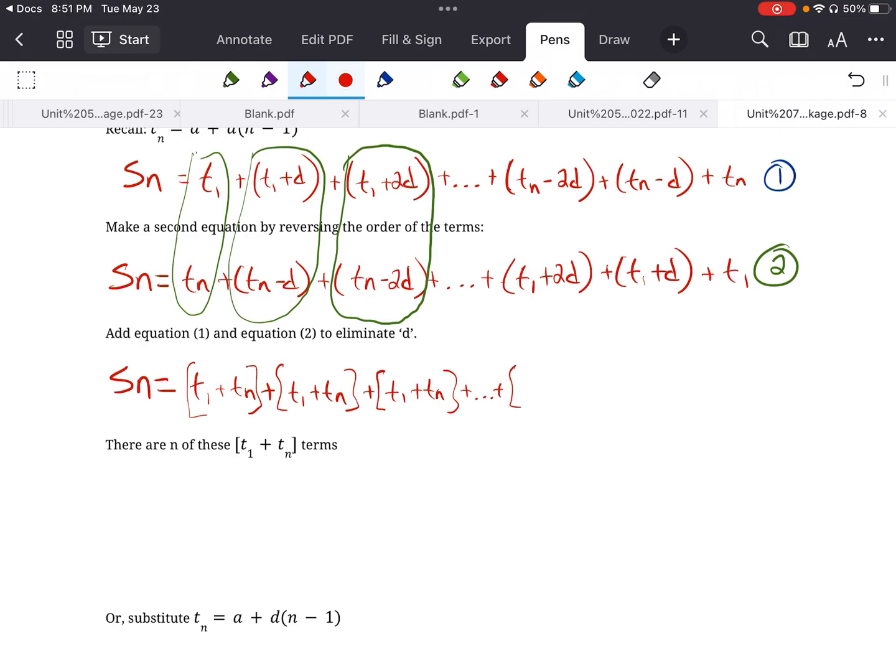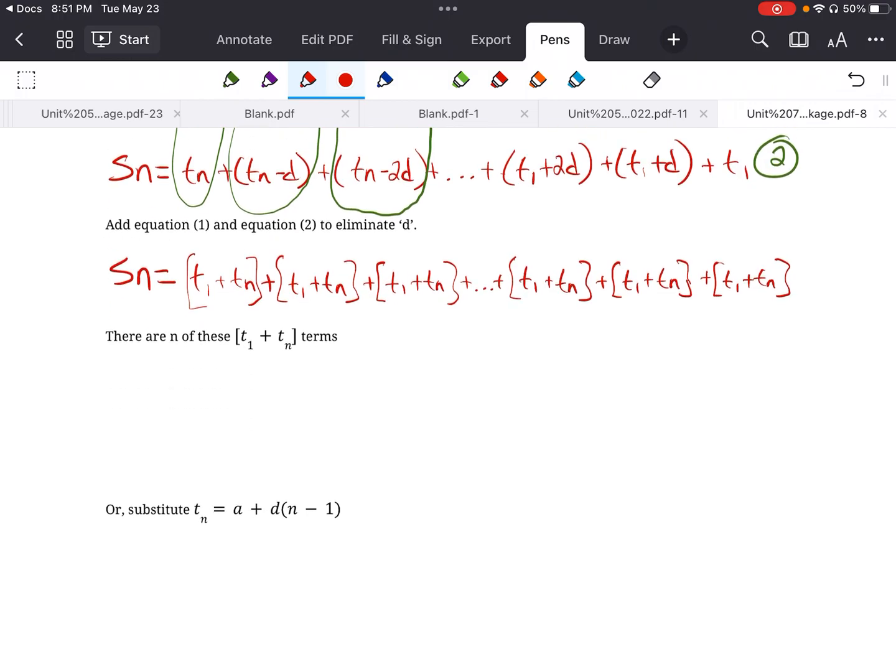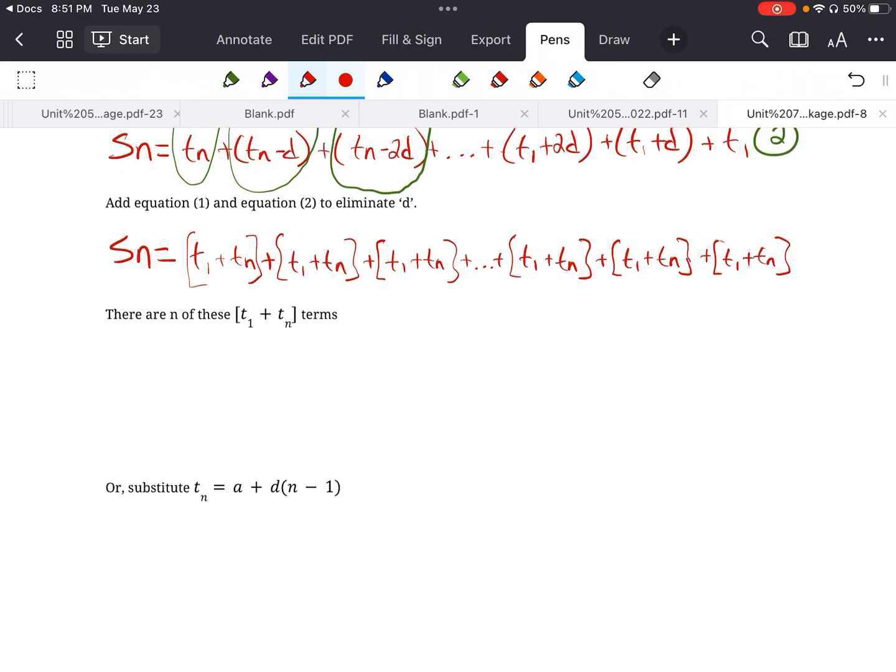and be the same on the other side. The 2d's would cancel each other out, T1 plus Tn, and the last one, T1 plus Tn. So there are n amount of the T1 plus Tn terms. Each term became a bracket of term 1 plus the final term. And it all depends on the length of the series to know how many of those there are.